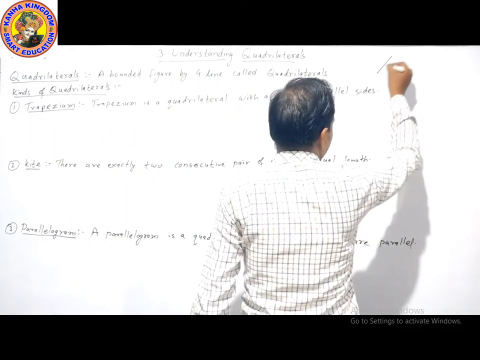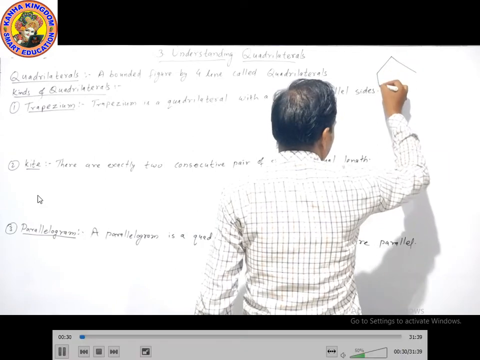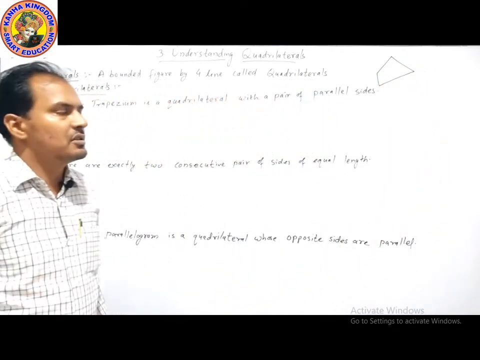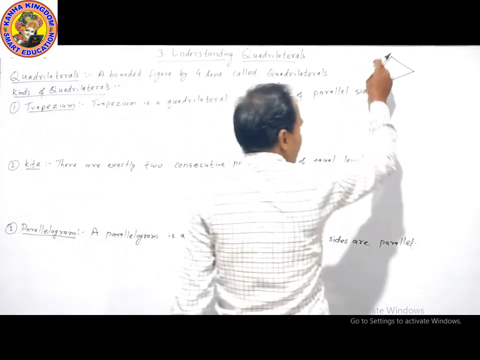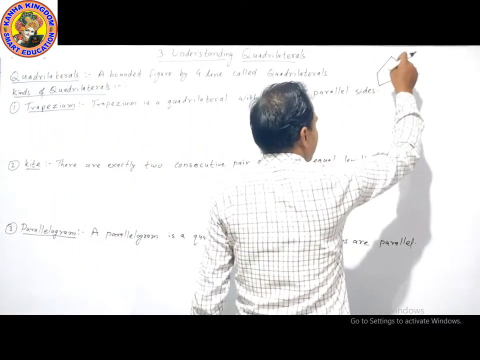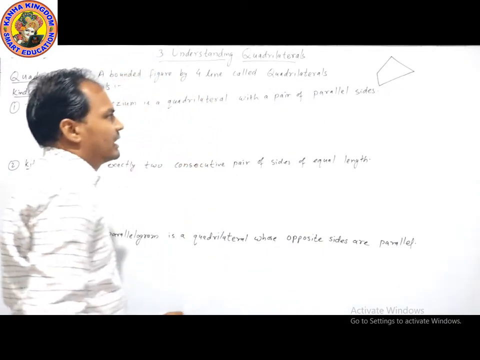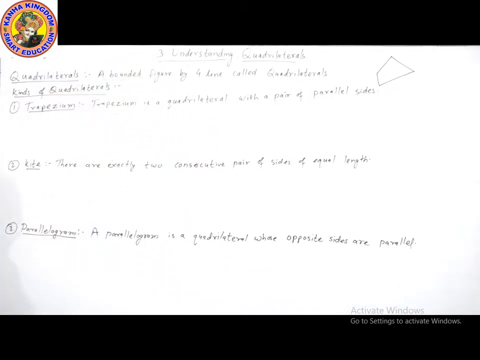If we draw four lines having a bounded figure, a closed diagram, 1 2 3 4, these are the four sides and this is our bounded diagram called a quadrilateral. Then, kinds of quadrilateral. First kind, trapezium.